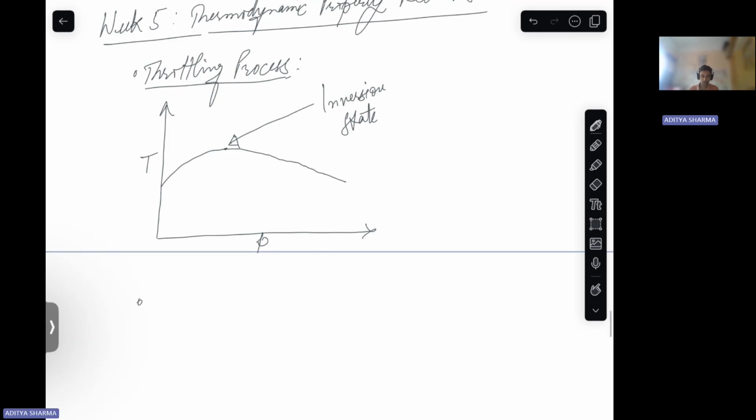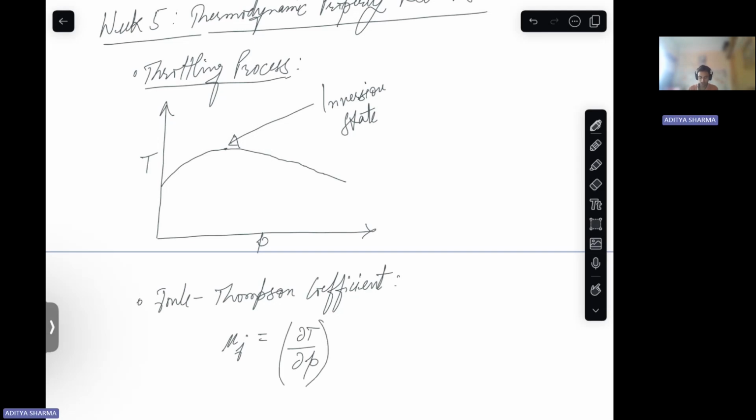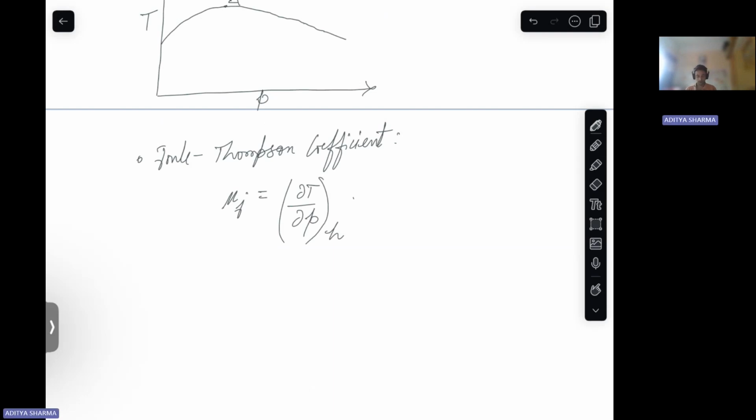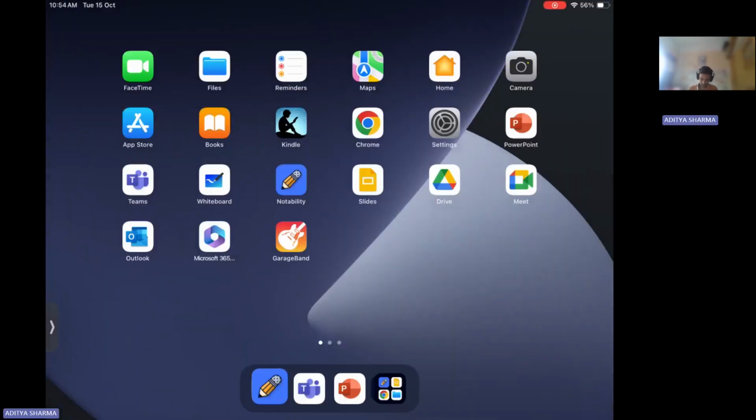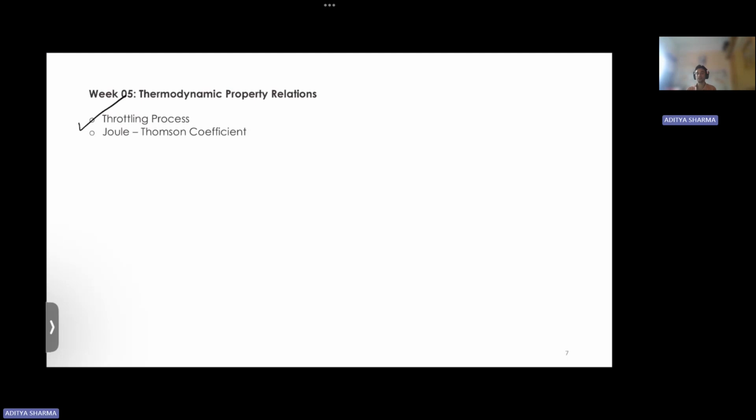And then there is one coefficient, that is the slope of this graph. So this is your Joule-Thomson coefficient, which is mu_J, and this is the change in temperature with pressure at constant enthalpy. And this can be calculated with one of your thermodynamic property relations that you have derived in the previous week, that is week number 4. All right, so this is your week number 5. So week 4 and week 5 are on thermodynamic property relations. Then is your week number 6.